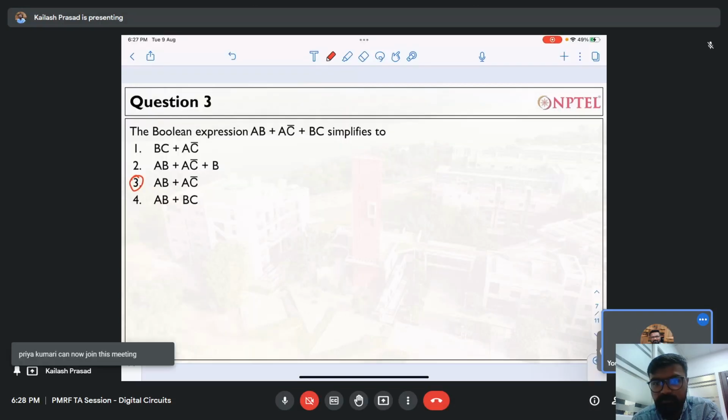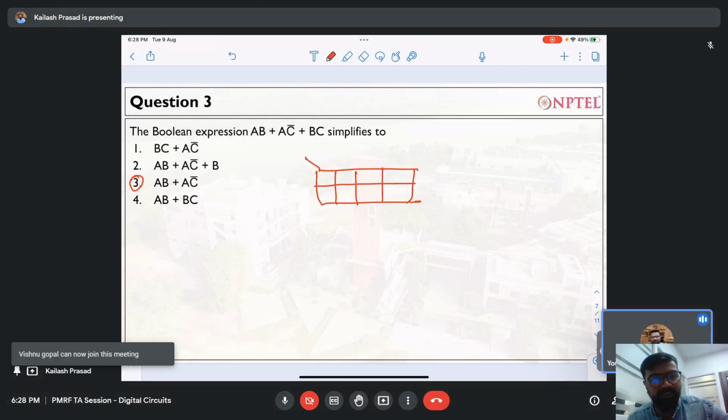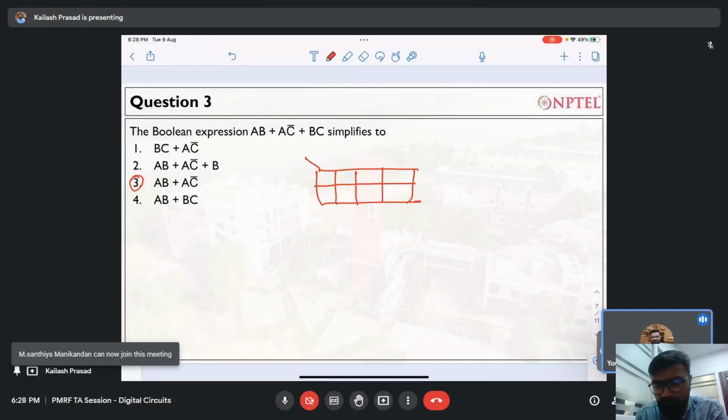No one? Okay. So instead of applying a theorem, we will make the Karnaugh map to solve this question, and we will see how we can go. That's a very complex way to approach this kind of question, but let me try this approach. I will explain why it is complex, and I will discuss the second approach also if time permits.